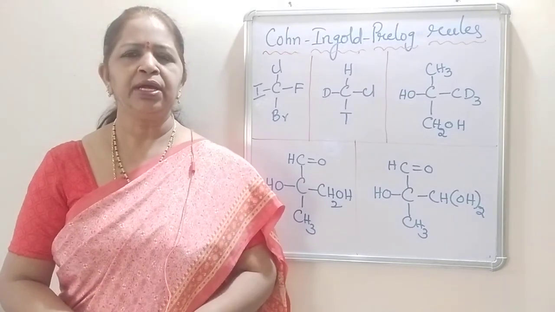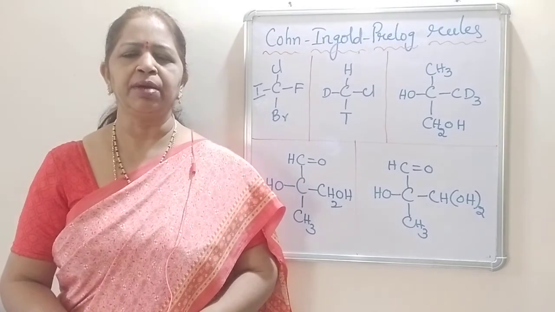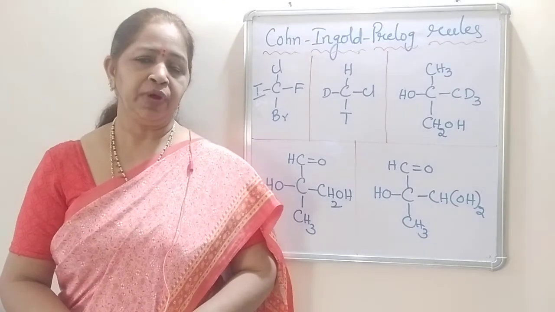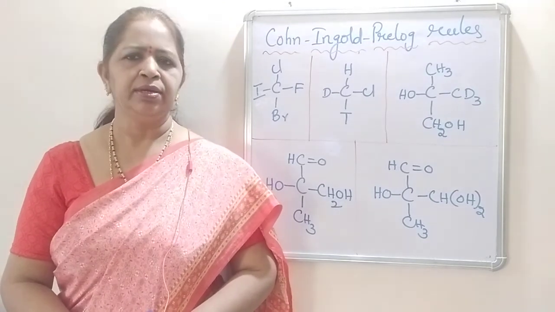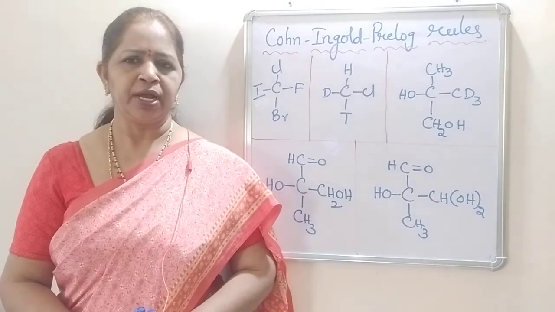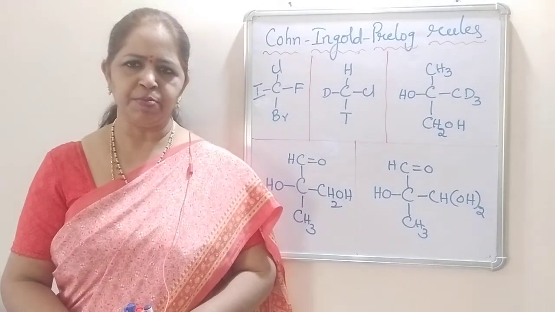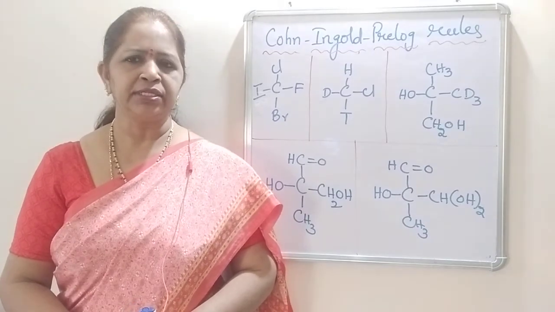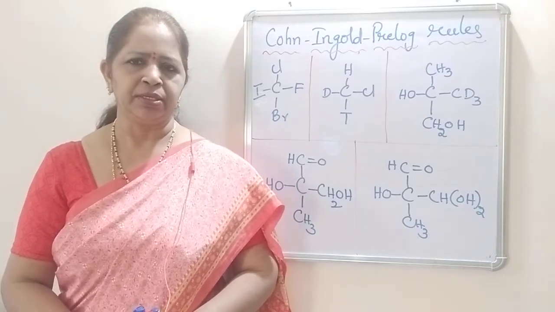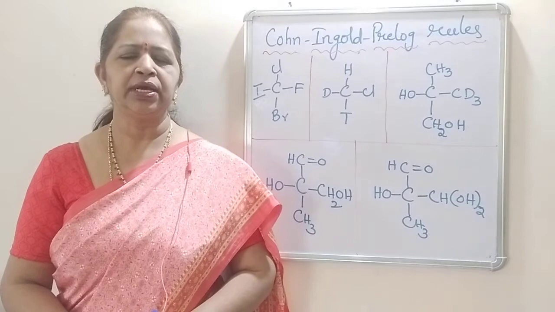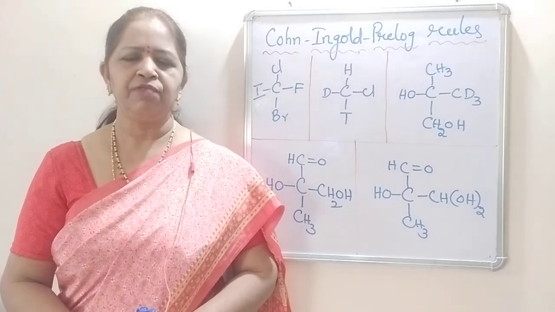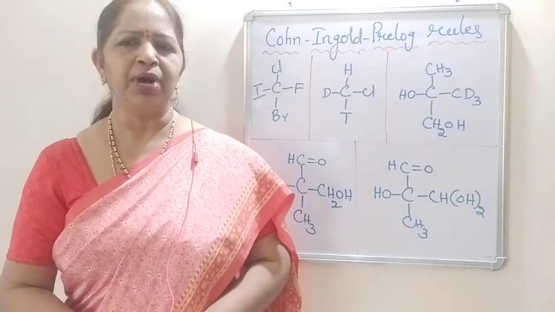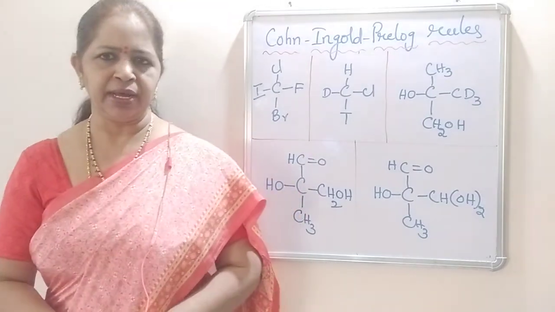And if isotopes are present in the molecule, what happens? Isotopes will have the same atomic number, so we cannot differentiate if we consider the atomic numbers. In that case, we have to consider the atomic masses. If isotopes are present, the atom with the highest mass number gets the first priority.